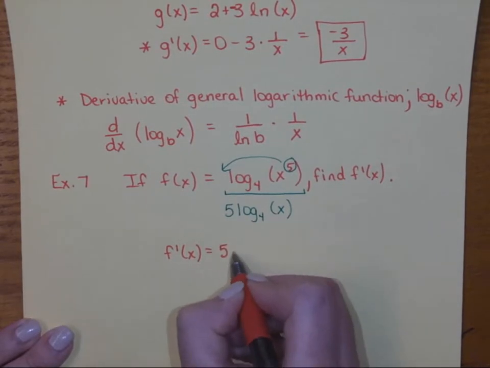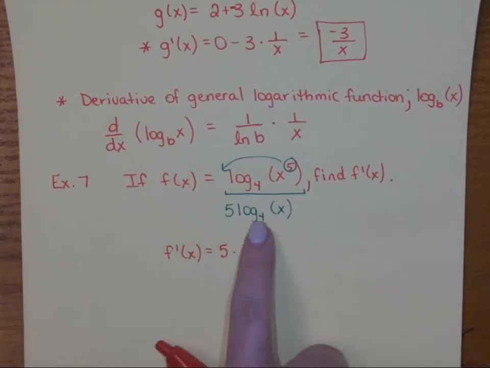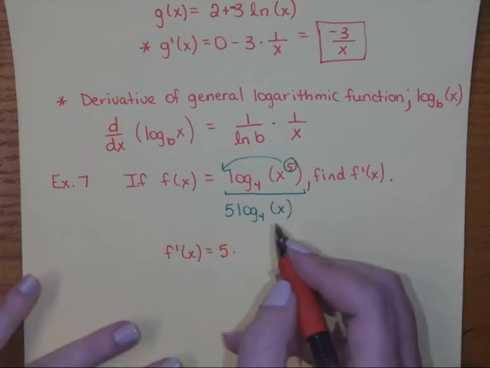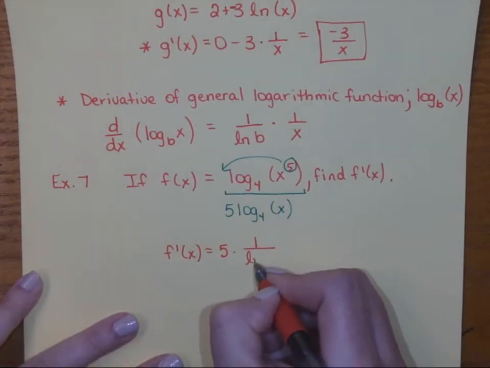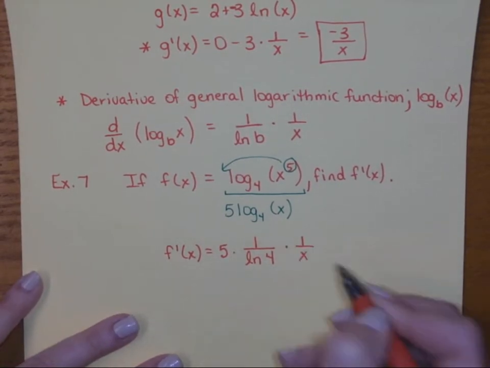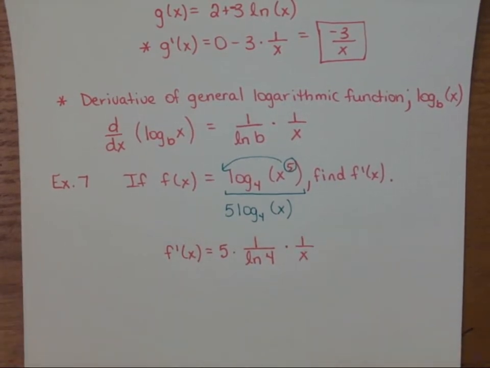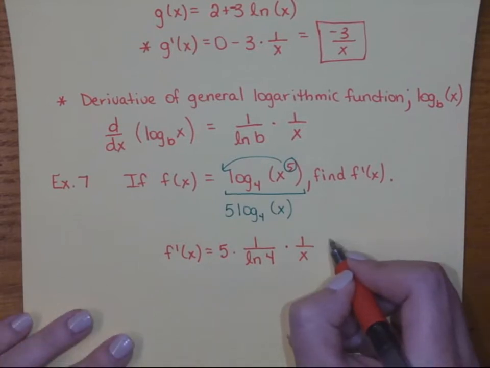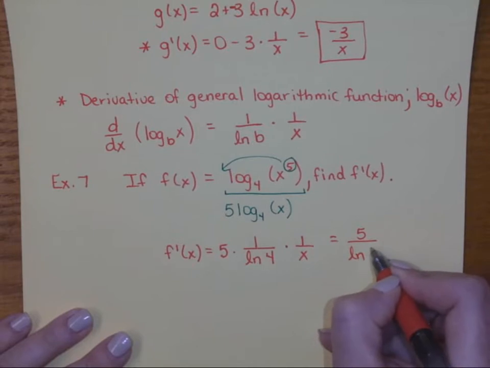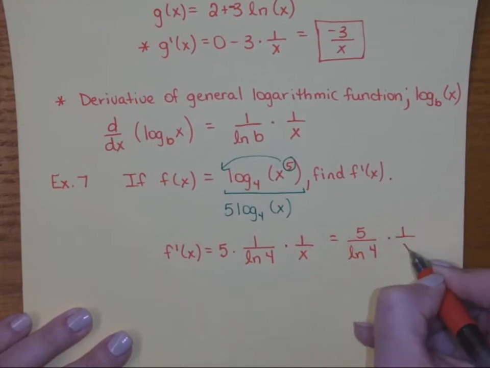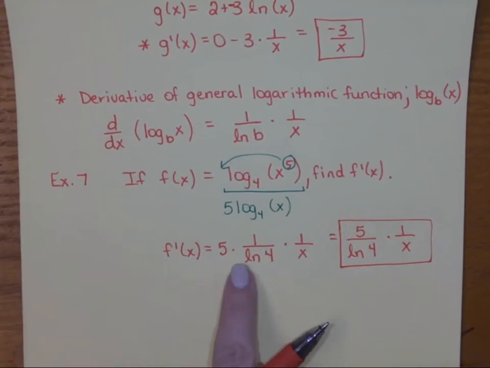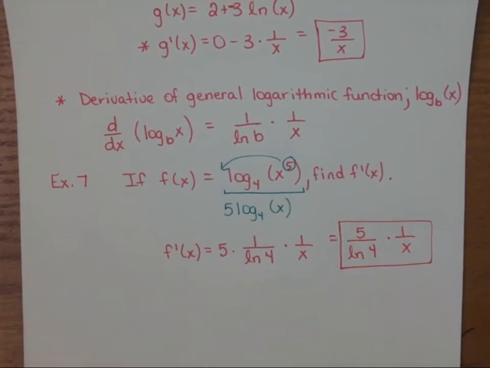So the constant 5 moves down. And now I need to figure out what's the log base 4 of x when I do its derivative. And the formula is it's 1 over natural log of the number of the base times 1 over x. Okay, so to clean that up a little bit, basically it's like 5 over the natural log of 4 and then times 1 over x. So all I did was literally combine the 5 times the 1 over natural log of 4.